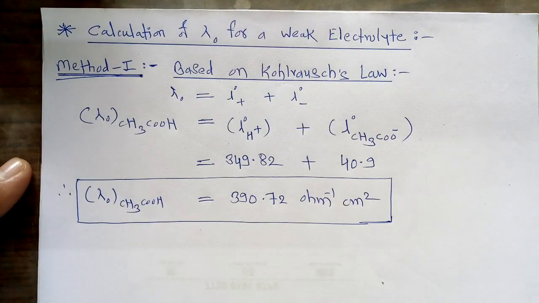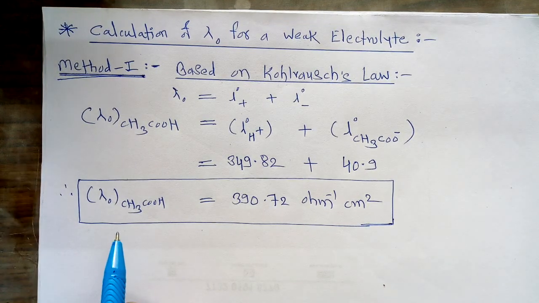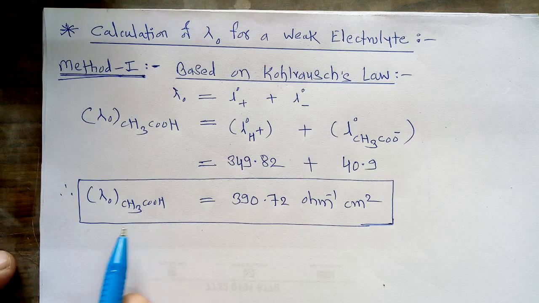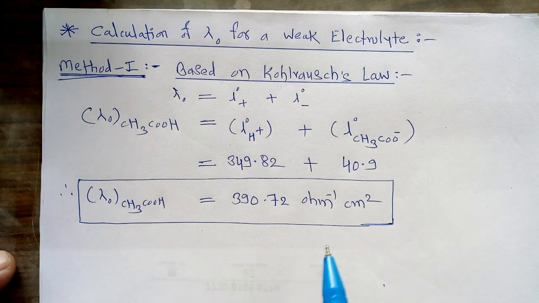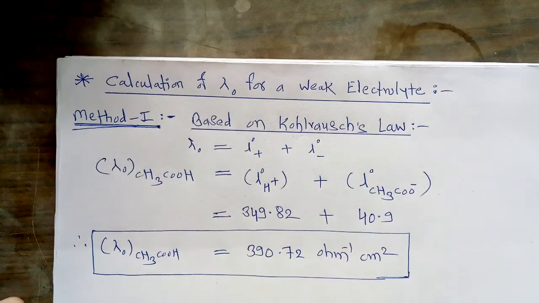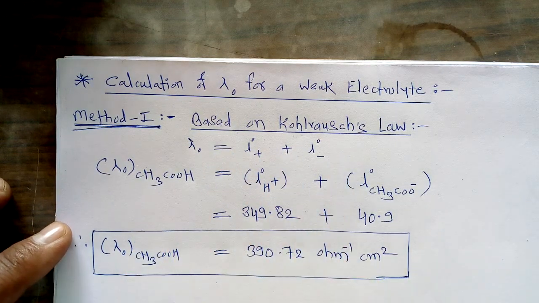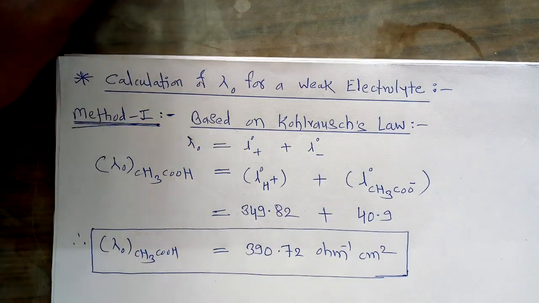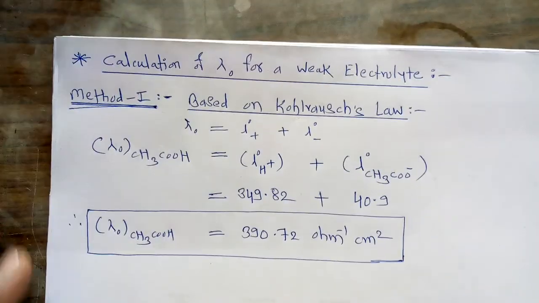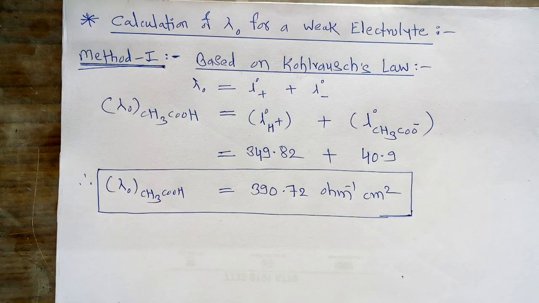So this is a very simple method for the calculation of equivalent ionic conductance at infinite dilution, especially for weak electrolytes. Lambda 0 comes out to be 390.72 per ohm centimeter square. It is based on Kohlrausch's law. In this way we may calculate lambda 0 for any weak electrolyte by using the equivalent ionic conductance values of cations and anions.